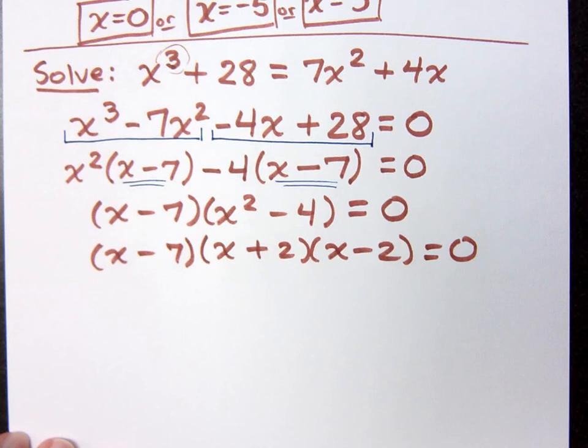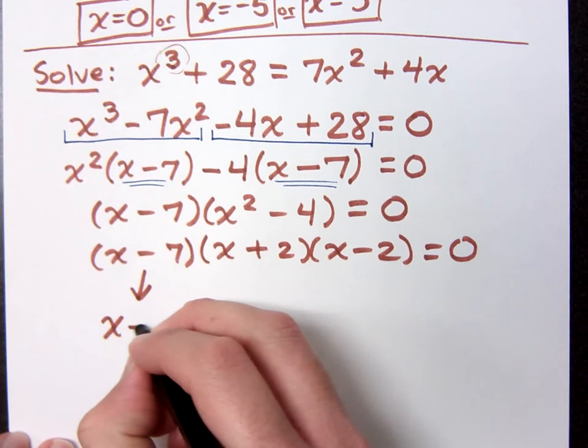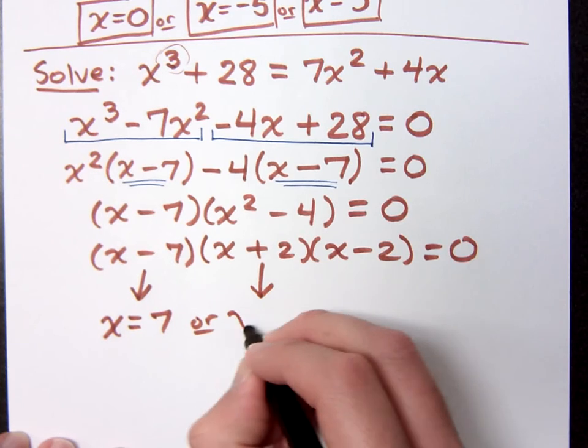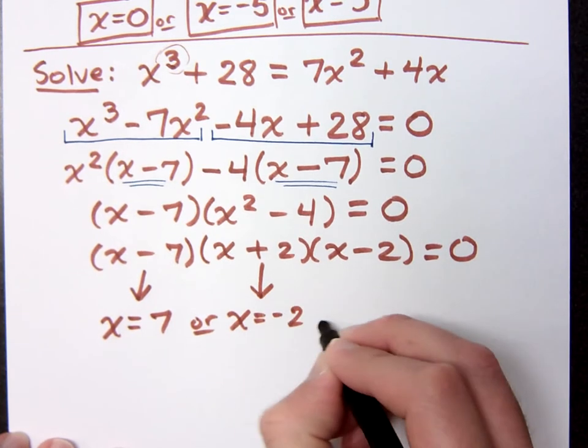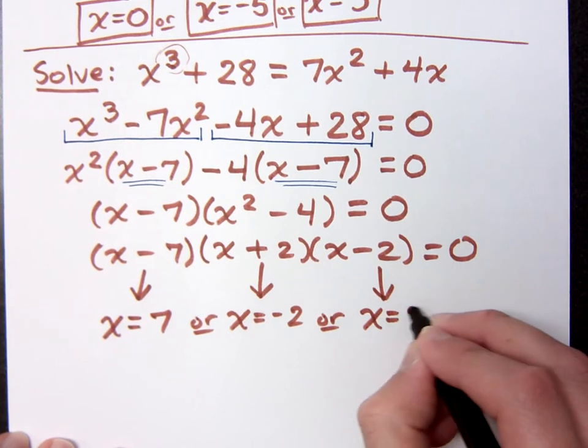How many factors do I have? 3. How many solutions will that give me? 3. How many solutions did I expect? 3, because the degree of my polynomial was 3. All right. So what does x equal? x equals 7, or x equals negative 2, or x equals positive 2.